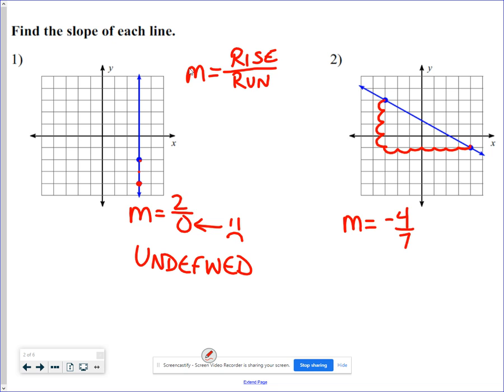Now, that doesn't simplify. If we can simplify fractions for slope, we need to. We can leave improper fractions. This one's not improper, but that can happen sometimes. But negative 4/7, there's just nothing that I can do there to kind of clean that one up. That one's just done.